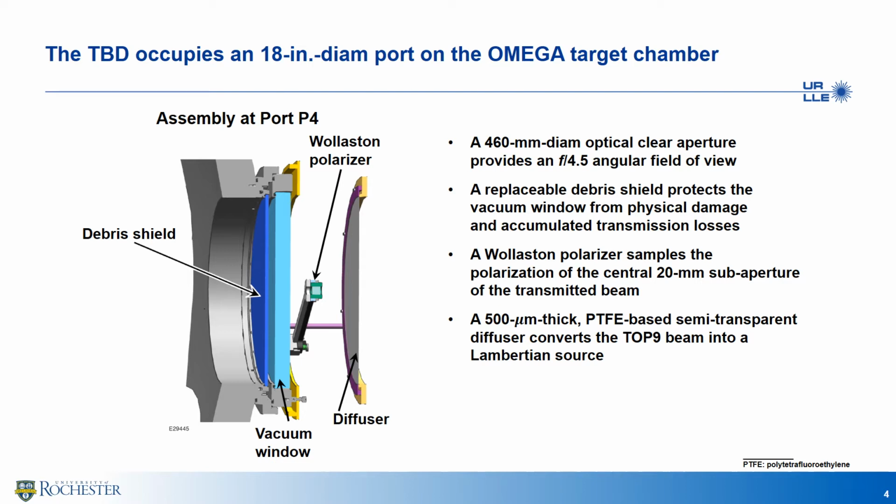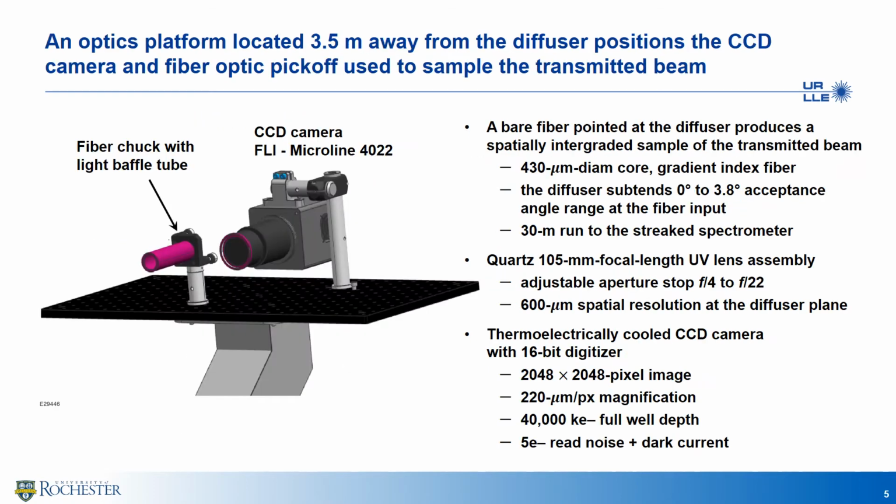The diffuser itself is made of a 500 micron thick optical grade PTFE sheet. Approximately 10% of the light transmits through the material and is scattered Lambertianly off its rear surface. This converts the highly directional Top 9 beam to a diffusely scattered surface that can be viewed by multiple detectors.